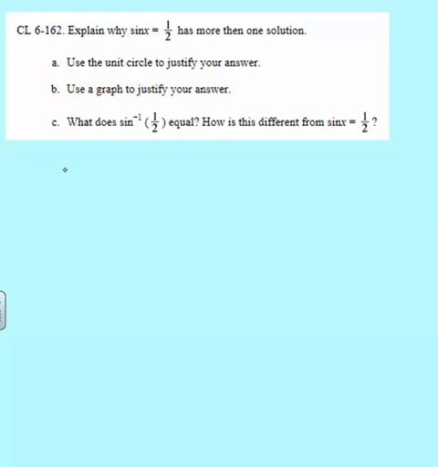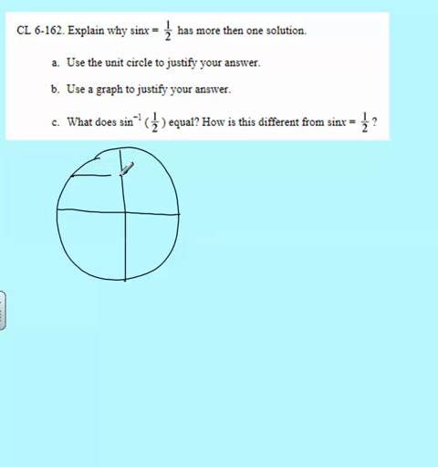Using the unit circle, we can see that there are two spots on the unit circle that have a sine value of 1/2. They are here and here. So this height is 1/2. This height is 1/2. And since we can continue around the unit circle an infinite number of times, we'll have an infinite number of solutions.